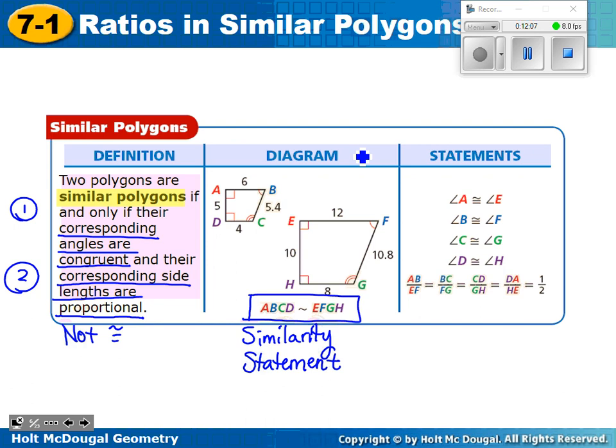Okay? That similarity statement has the same properties as the congruent statement in that it tells you which angles are congruent. A and E are congruent. B and F are congruent. C and G are congruent. D and H are congruent, right? So when you get to the homework, they're going to say, list the corresponding congruent angles. And you're going to look at that similarity statement, and you're going to write down this part right here.